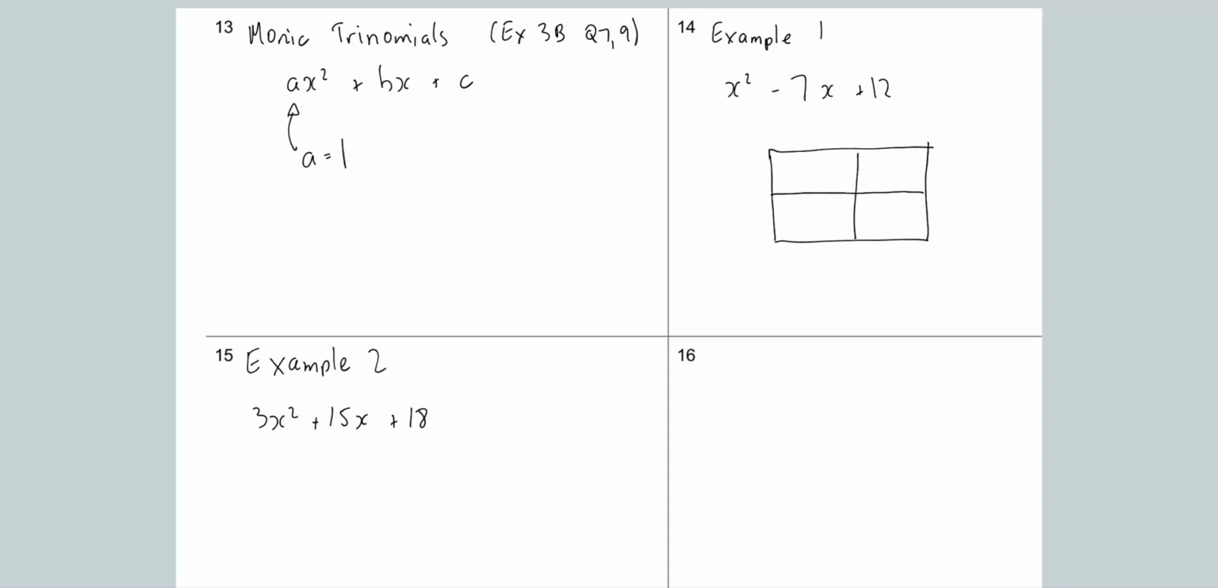So what we do is we take the squared term and we place it in the top left-hand corner of the box, and we take the constant term and we place it in the bottom right-hand corner of the box. I usually put the plus next to it as well because it's useful to see. So the first term and the last term.